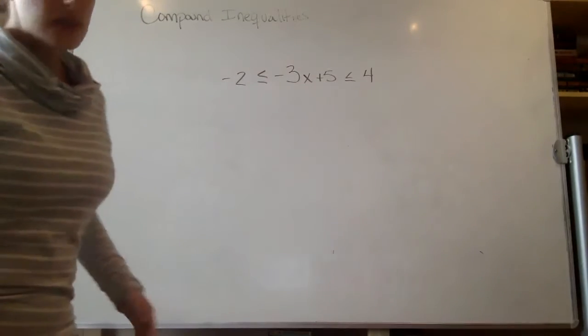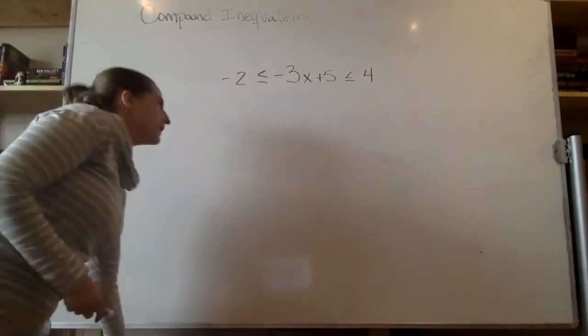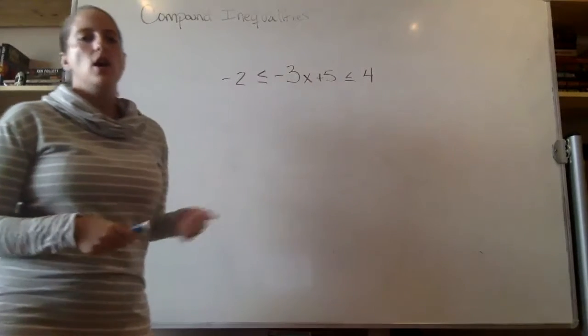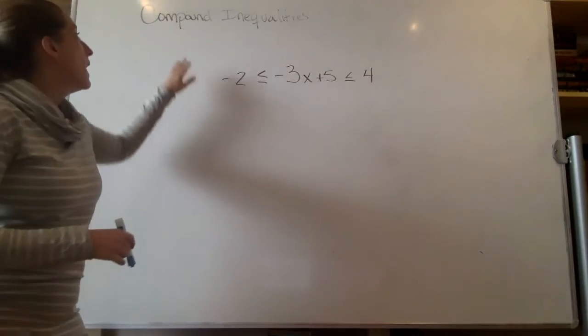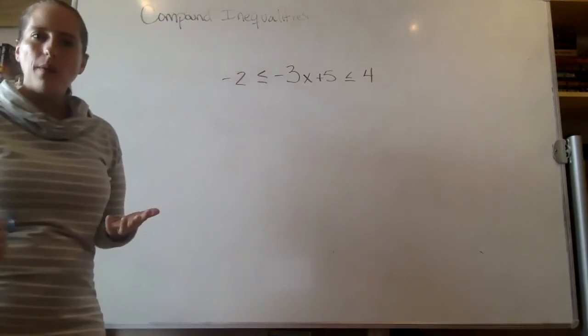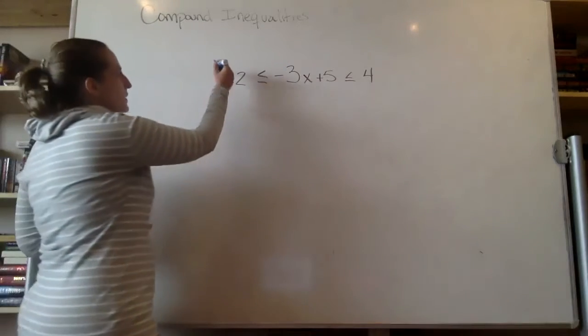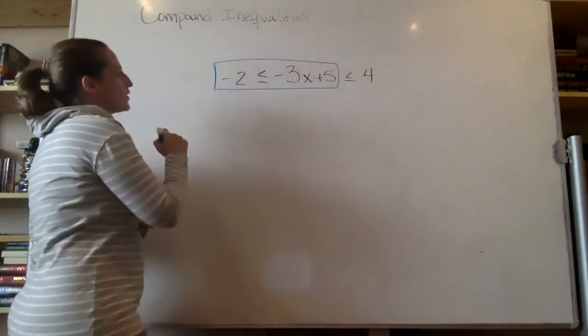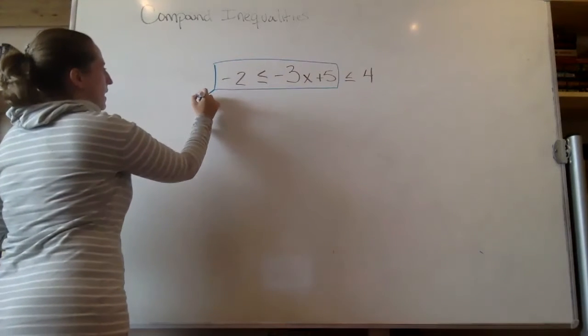All right, now we're going to talk about compound inequalities. Now, inequality, we know, means it has an inequality symbol: greater than, less than, greater than or equal to, less than or equal to. Compound means we're doing two at once, okay? So when we're doing compound inequalities, we're really noticing that there's two inequalities combined into one.